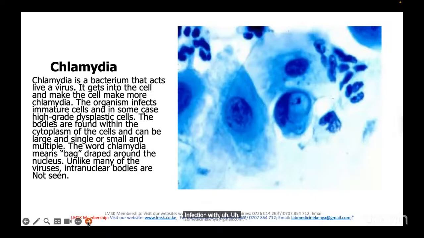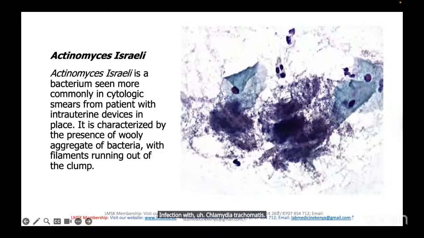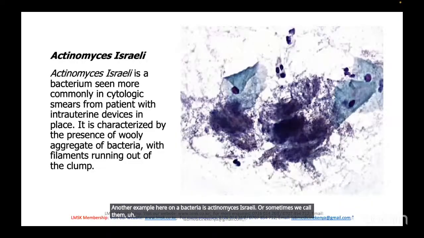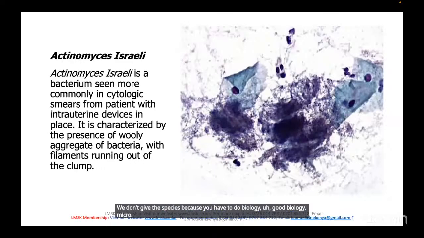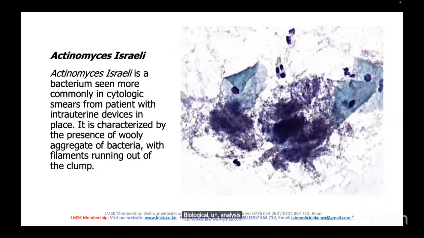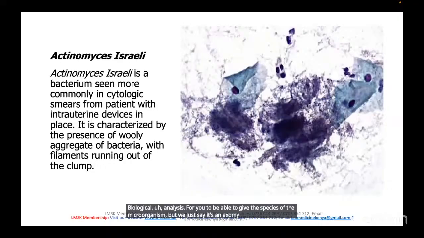Another example of a bacterium here is Actinomyces israelii, or sometimes we call them Actinomyces species. Because with cytology, we don't give the species, because you have to do microbiological analysis for you to be able to give the species of the microorganism. But we just say it's Actinomyces species.